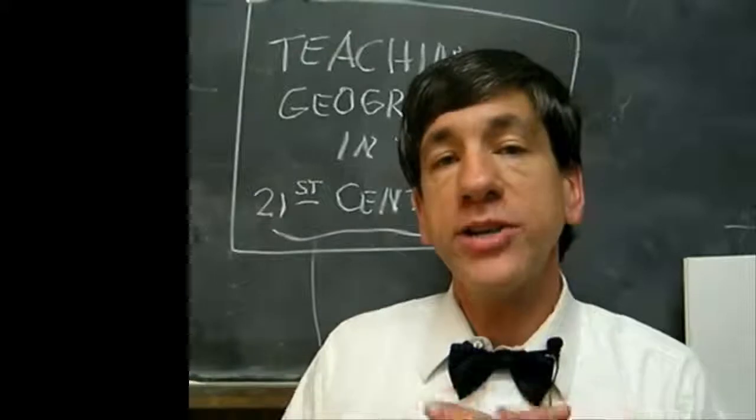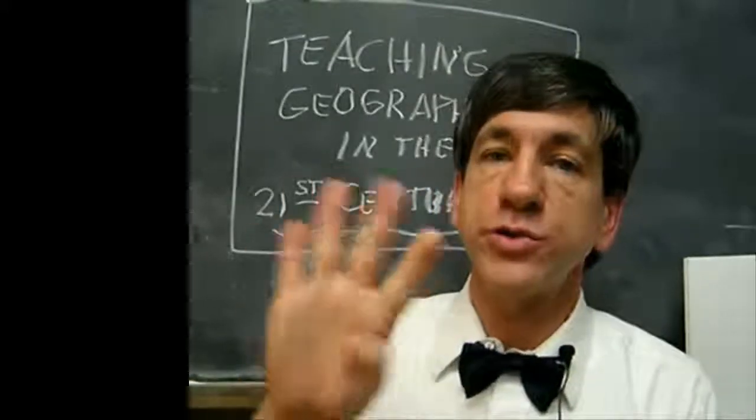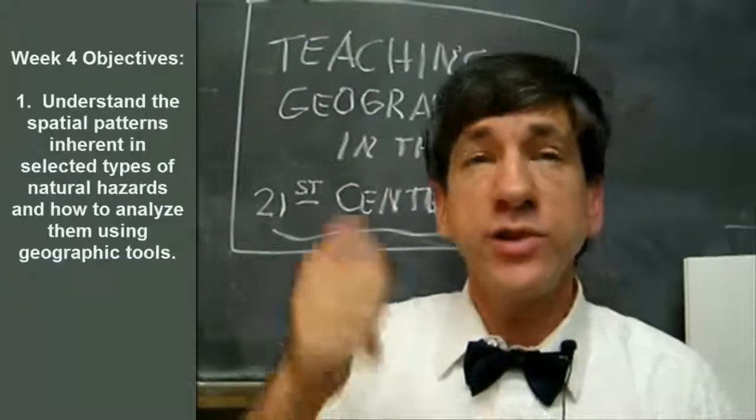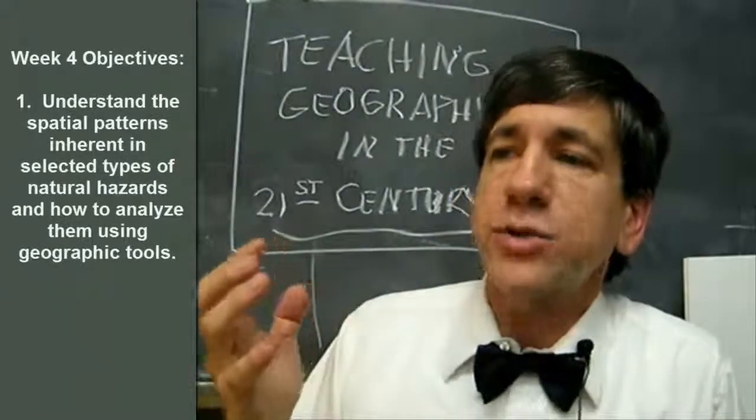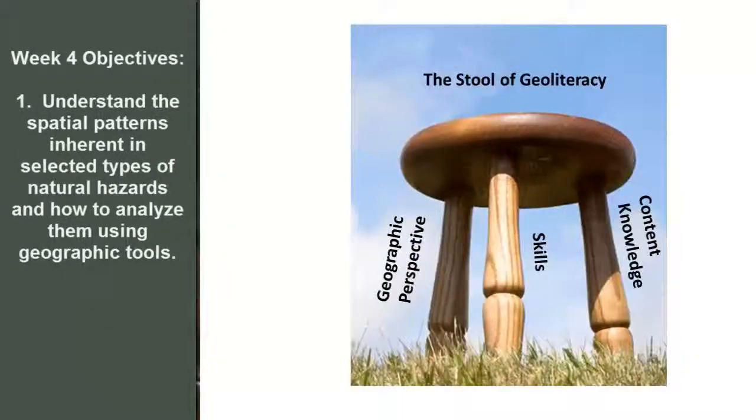Now our module objectives for natural hazards, week 4, are as follows. First of all, I want you to understand the spatial patterns inherent in selected types of natural hazards and how to analyze them using geographic tools. I'm very big on learning the foundations but also applying them. So I want you to actually know the foundations, but then also how do I teach with this? What kinds of tools are available to do that? So that is selected types of natural hazards.